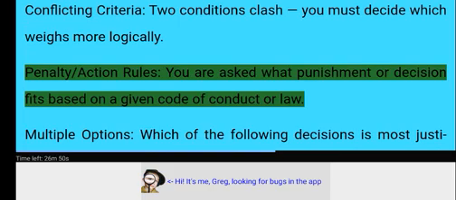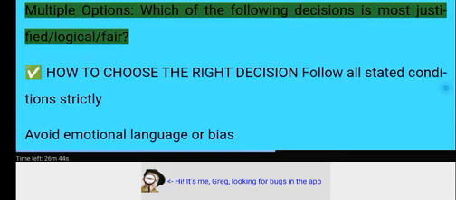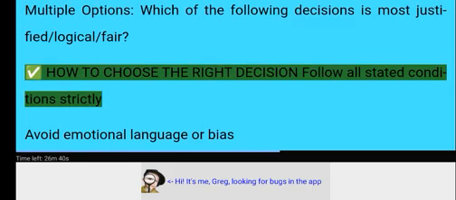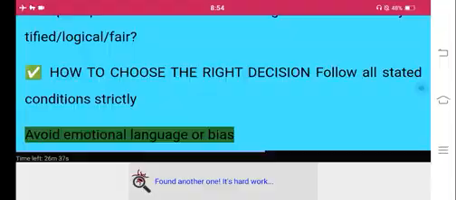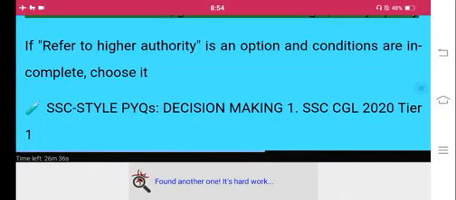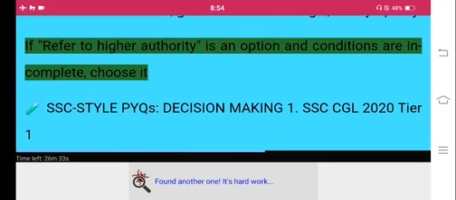Penalty action rules. You are asked what punishment or decision fits based on a given code of conduct or law. Multiple options. Which of the following decisions is most justified, logical, fair? How to choose the right decision: follow all stated conditions strictly. Avoid emotional language or bias. If a condition is unclear, go with fairness or logic, not sympathy. If refer to higher authority is an option and conditions are incomplete, choose it.